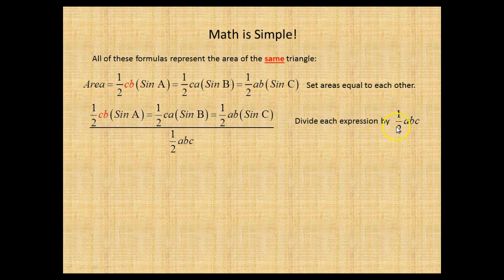Now, let's divide each expression by 1/2 ABC. Divide 1/2 ABC into each one of these. If I do that, 1/2 ABC into the first term, well, 1/2 divided into 1/2 is 1, so that cancels. BC divided into BC cancels, that's 1. So that just leaves me sine A over A. The next term, if I divide this into the next term, that leaves me sine B over B, because A and C cancel. And if I divide this into the next term, I get sine C over C.